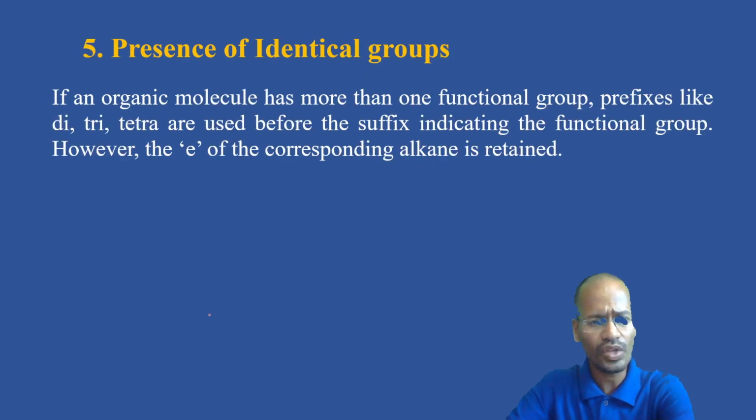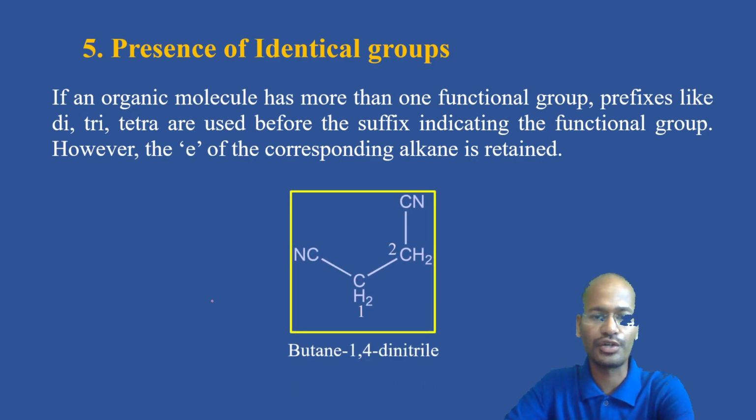This is the IUPAC nomenclature for aliphatic organic molecules, that is, the presence of identical groups. Let's try to see it with the help of an example. If an organic molecule has more than one functional group, prefixes like di, tri, tetra are used before the suffix indicating the functional group. However, the e of the corresponding alkane is retained. Let us see.